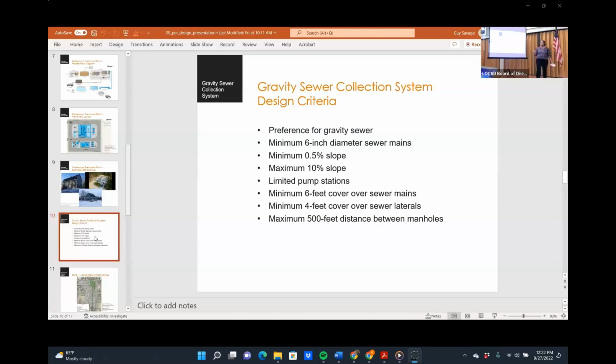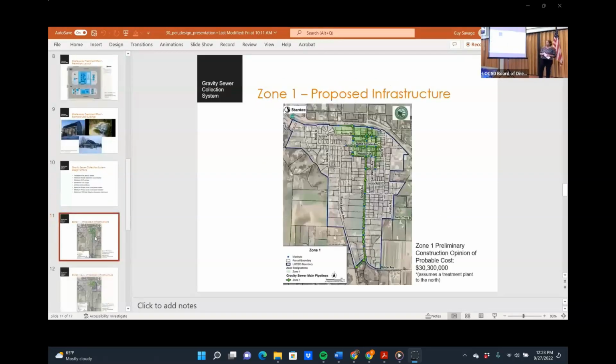And then a maximum of 500 feet between manholes, and you would put a manhole at any junction, any pipes coming in together. And the spacing requirement is really for cleaning, also access, and what's a typical jetting or camera length. Next slide.